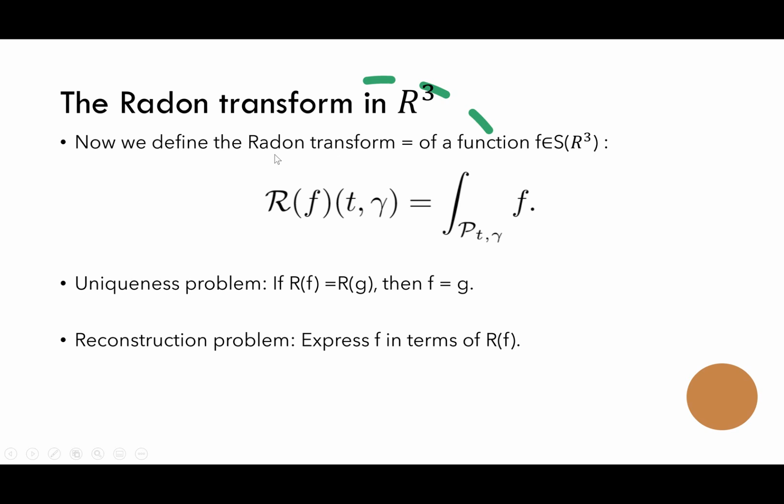Now we define the Radon transform of a function f in S(R3), which is Rf at (t, gamma), equal to integrating f over this plane P(t, gamma). Here again, we will have two problems as we did with the Radon transform in R2, which is the X-ray transform. We have the uniqueness problem, which is: if Rf is equal to Rg, then f should equal g. And the second one is the reconstruction problem, which is expressing f in terms of Rf.